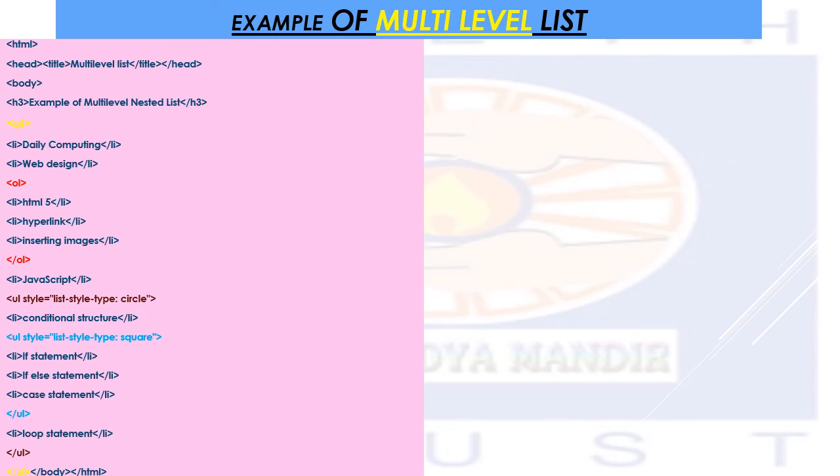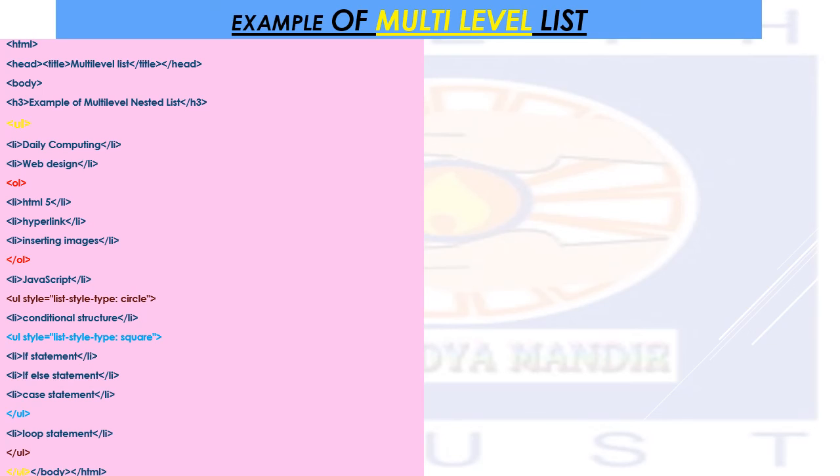So my main heading will be JavaScript. In the JavaScript I have conditional structure. Then again there is a square, that is again I am using the UL tag for the square. That means in the conditional structure I have if statement, if else statement and case statement.